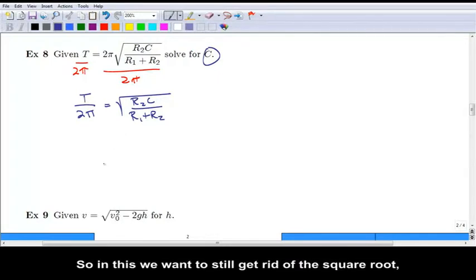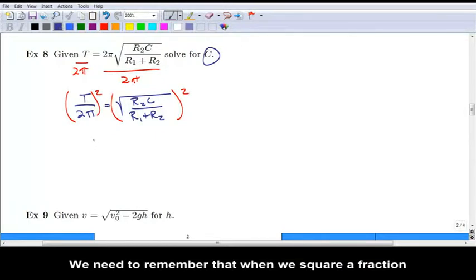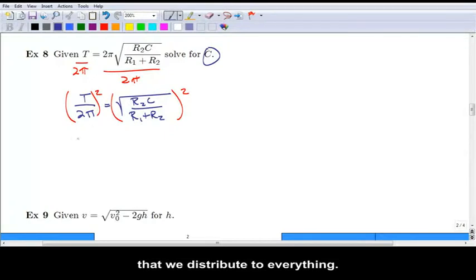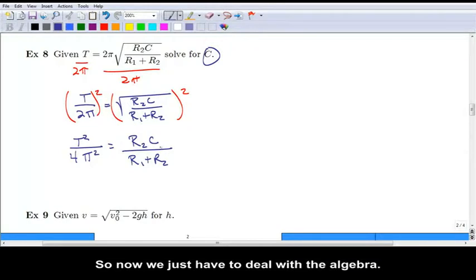So in this case, we want to still get rid of the square root, so we're going to square both sides here. We need to remember that when we square a fraction or anything involving multiplication and division, we distribute to everything. So this is t squared, 2 squared would be 4, and pi squared. And then this is equal to r2c over r1 plus r2. So now we just have to deal with the algebra.